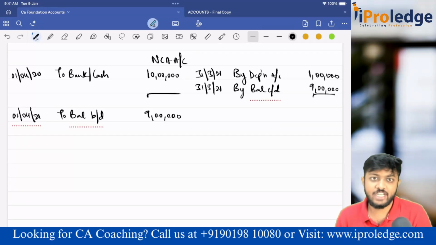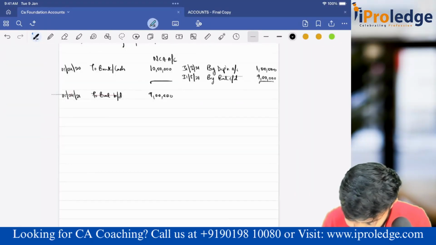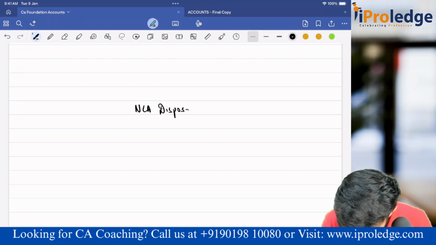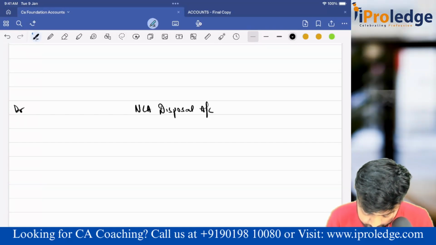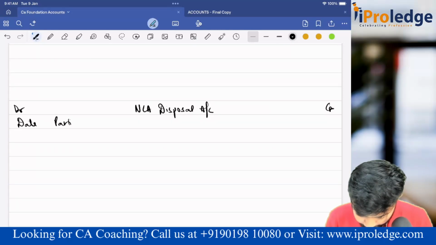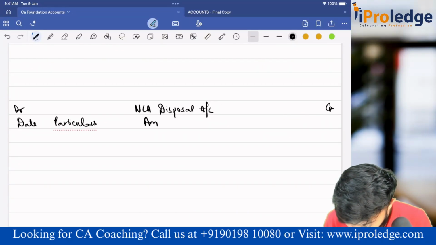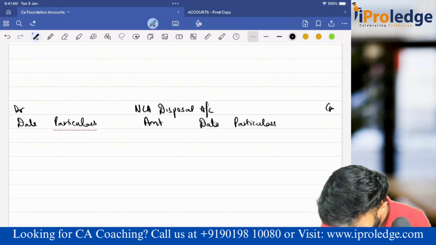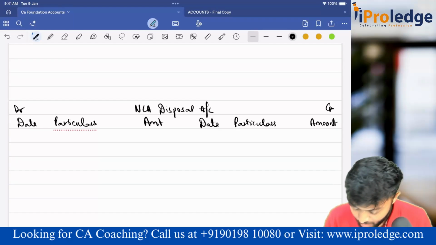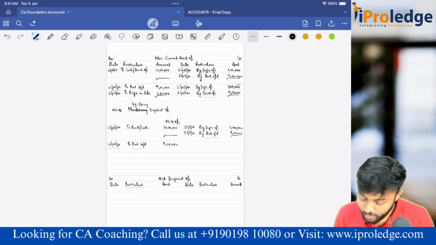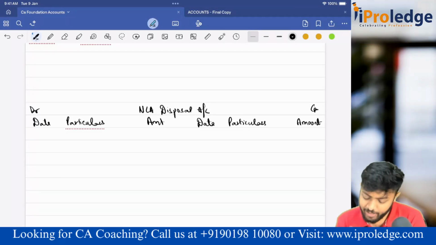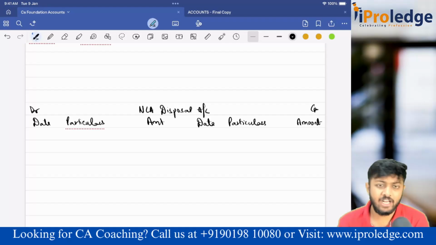Now how it differs is your question. Now what we'll do is, we'll open one non-current asset disposal account also. Okay, I'll open one account. Now whatever entries with respect to selling, I'll bring it to this disposal account. That is all the idea. So let's follow the same steps.